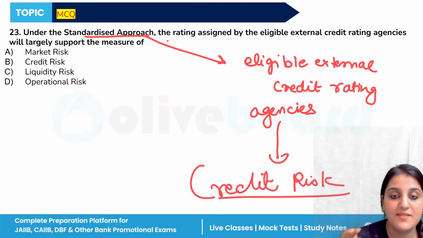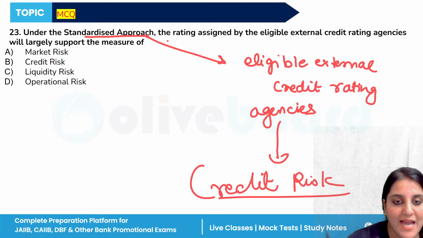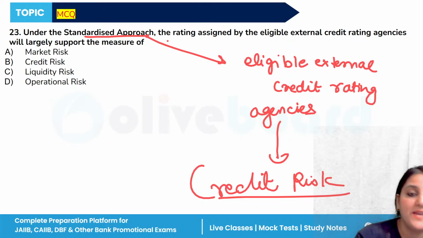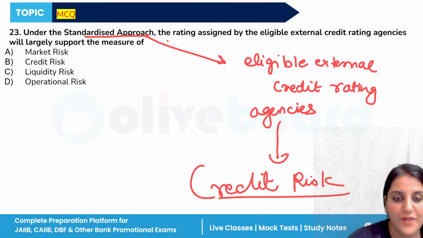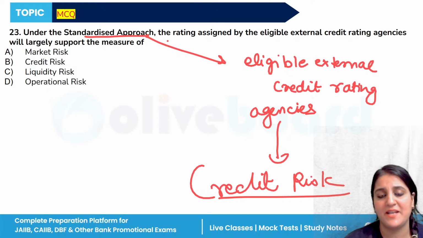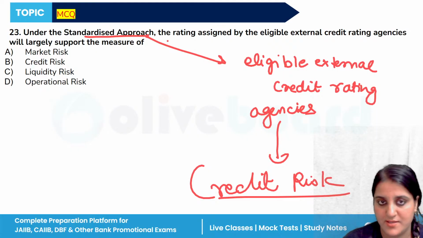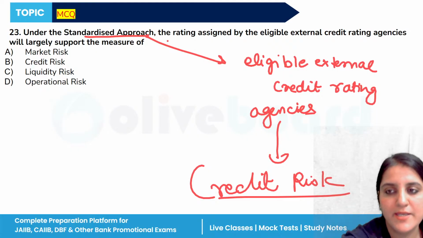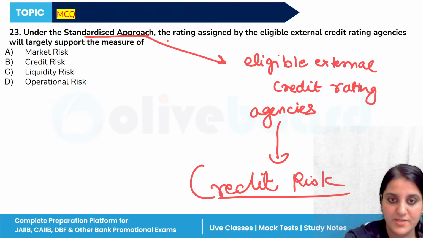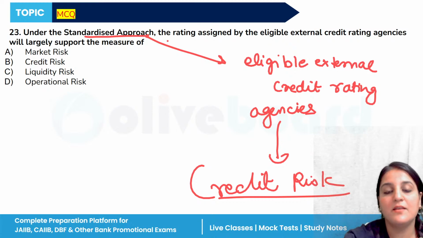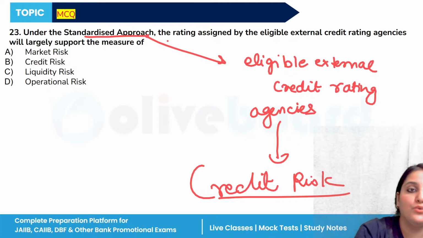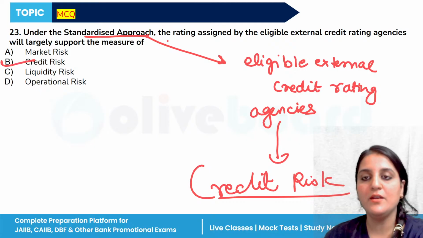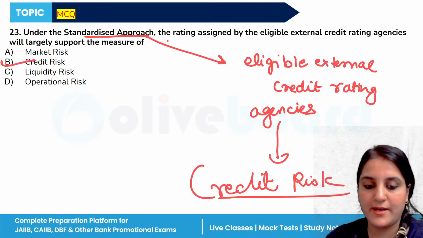This standardized approach is the simpler method for calculating capital requirement under Basel II, and it uses pre-assigned risk weights based on the credit quality of the exposures as determined by the external credit rating agencies. These agencies are also used to assess some other risks like market risk and operational risk, but they are primarily used for credit risk. So here the option credit risk is correct.